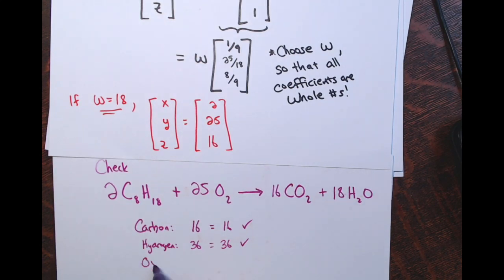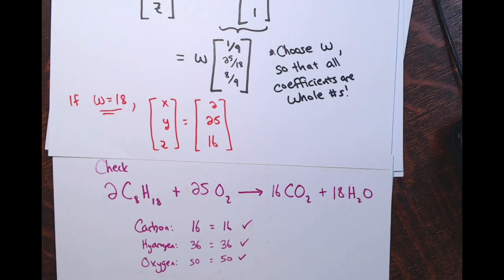And how about the oxygen? There are 50 atoms of oxygen, 2 times 25, on the left. On the right, there's 2 times 16, 32, plus 1 times 18. 32 plus 18 is 50. There are 50 atoms of oxygen on both sides. So all the atoms are balanced. This is a balanced chemical equation.